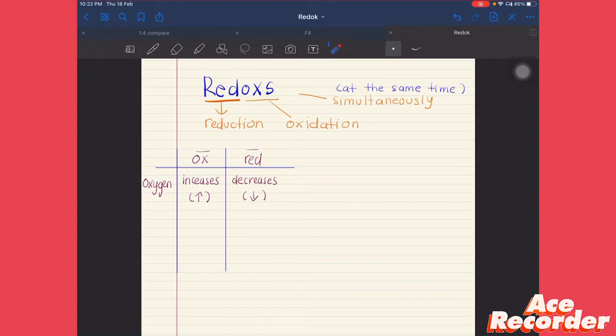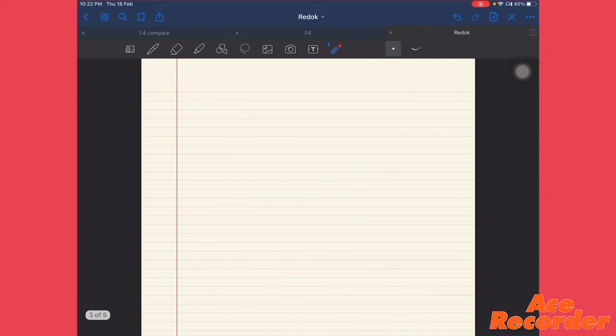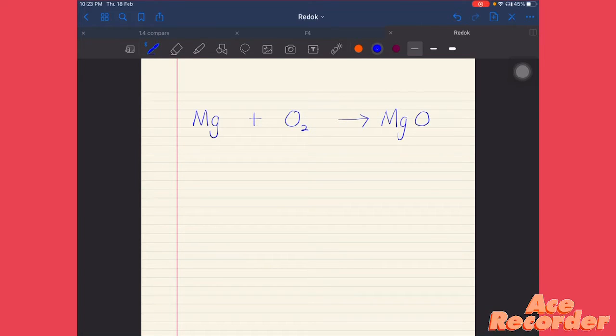So teacher, theoretically I understand it. So let's write one example of an equation. I give you one example. Mg reacts with oxygen, so it will produce magnesium oxide. First of all, you should remember this part from Form 4, whereby you need to write the chemical equation and make sure you balance it.